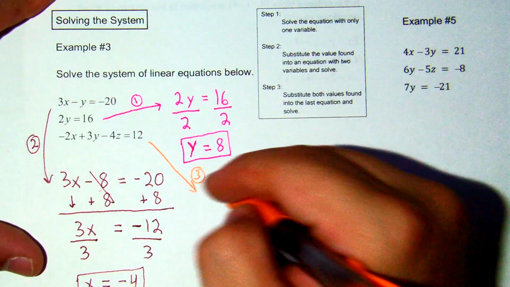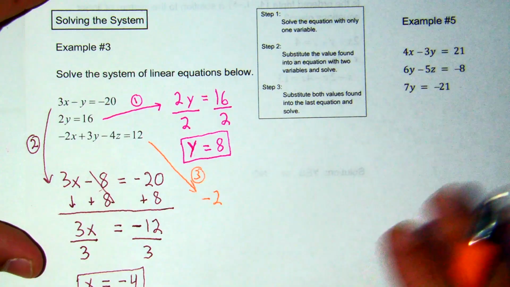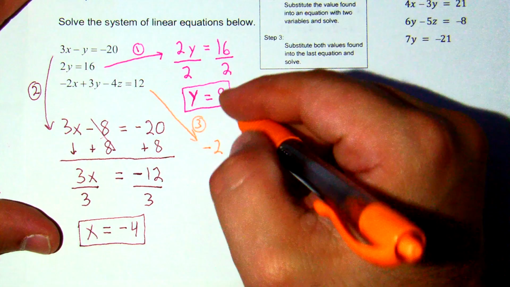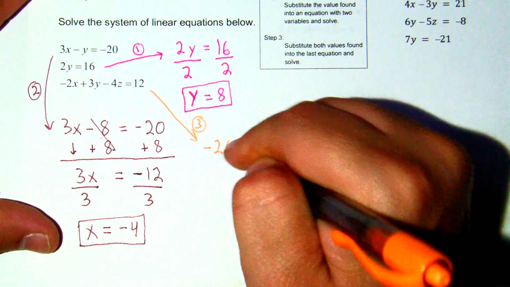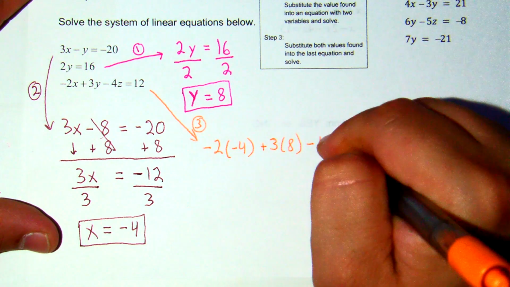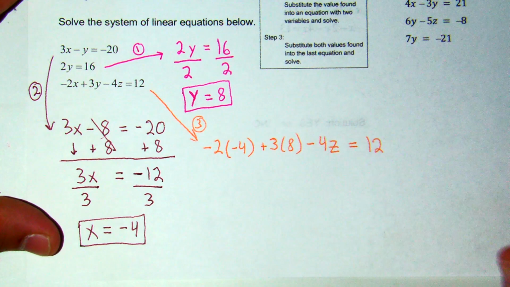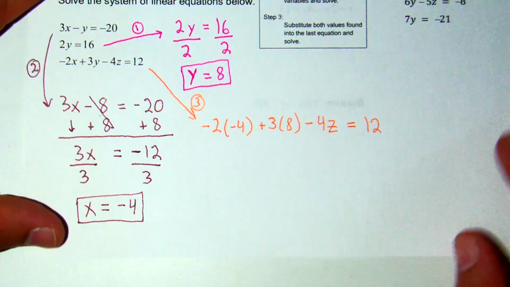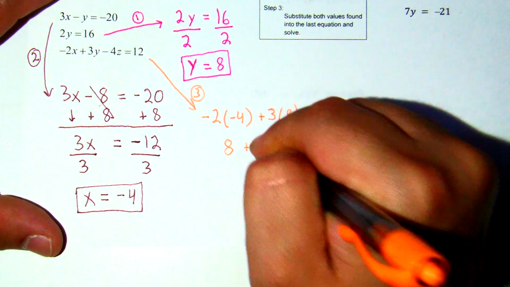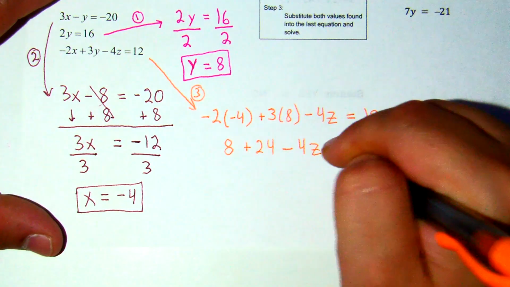And we're going to substitute. So we get negative 2, slide that up just a little bit. Okay, so negative 2 times negative 4 plus 3 times 8 minus 4z, and this equals 12. So negative 2 times negative 4 gives us a positive 8. Negative times negative is positive, and 2 times 4 is 8. 3 times 8 is 24. And we can bring down the minus 4z, and it still equals 12.